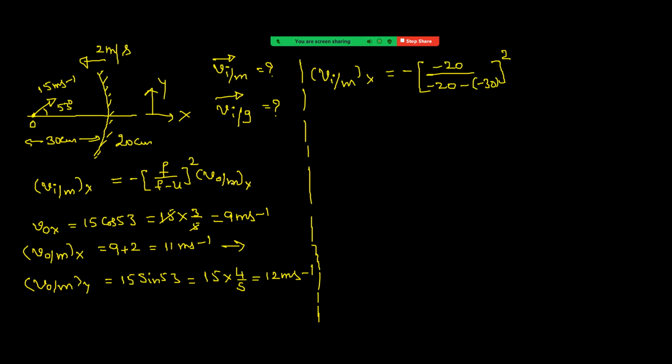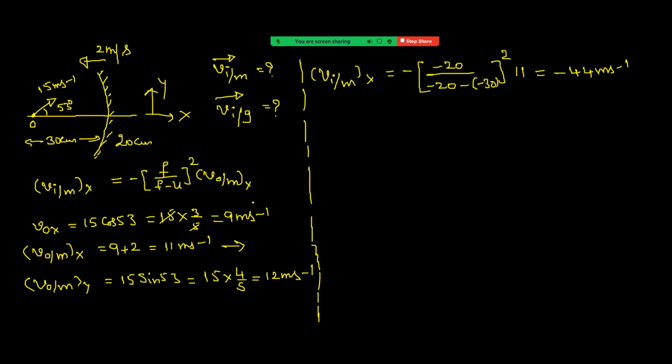Next, velocity of object with respect to mirror along x-axis, that is 11. So take here 11. Now see carefully. Minus of minus is plus, so 30 minus 20, that is 10. So it is now minus 20 by 10, minus 2. Minus 2 whole square, that is 4. 4 times 11 is 44, and having minus outside, so minus 44. This negative sign indicates it is along negative x-axis, right?